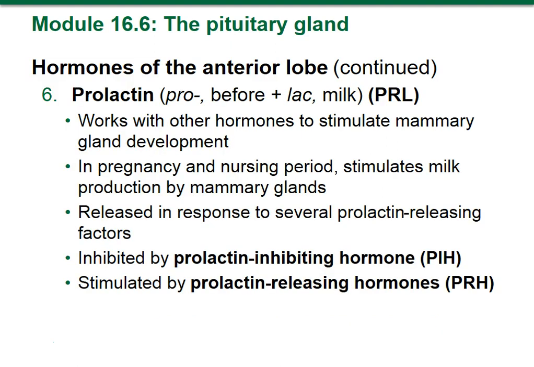Okay, prolactin number 6. It works with other hormones to stimulate mammary gland development. In pregnancy and nursing period, it stimulates milk production by the mammary glands. It's released in response to prolactin-releasing factors. It's inhibited by prolactin-inhibiting hormone, and it's stimulated by prolactin-releasing hormone.